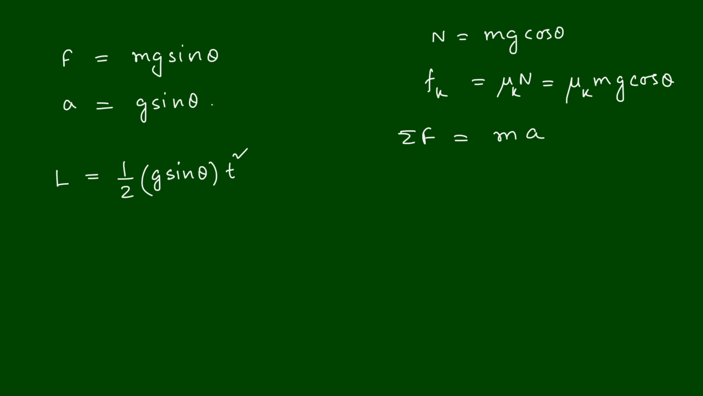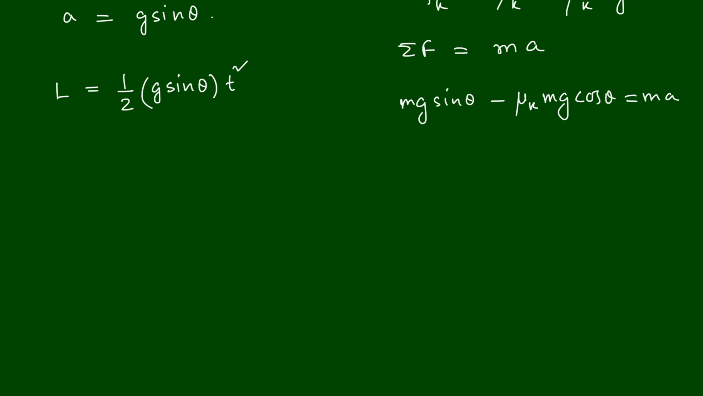The net force is equal to mass into acceleration. Then net force is the component of the force due to gravity, mg sin theta, minus friction mu k mg cos theta, equal to m into a. Then the acceleration you are getting is equal to g common, sin theta minus mu k cos theta. Okay.